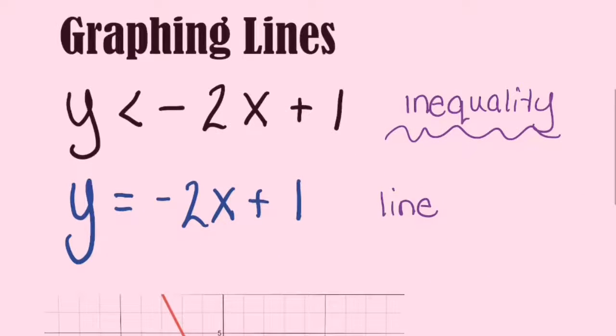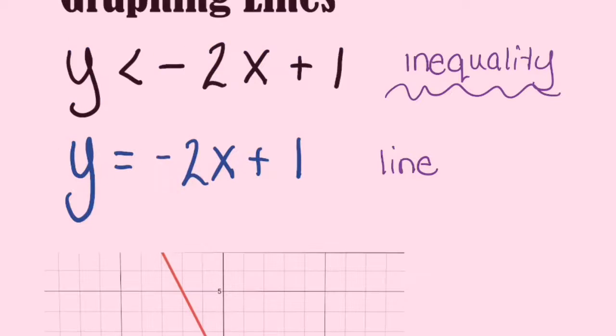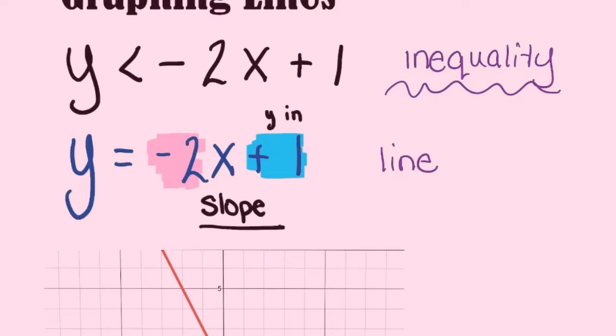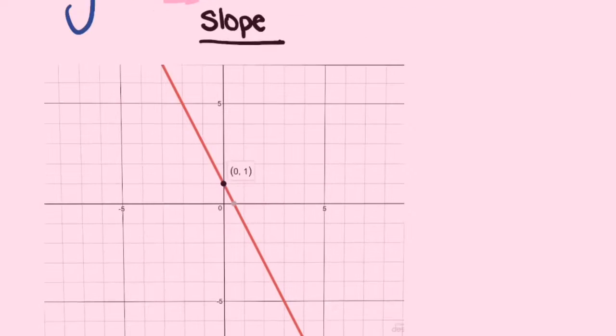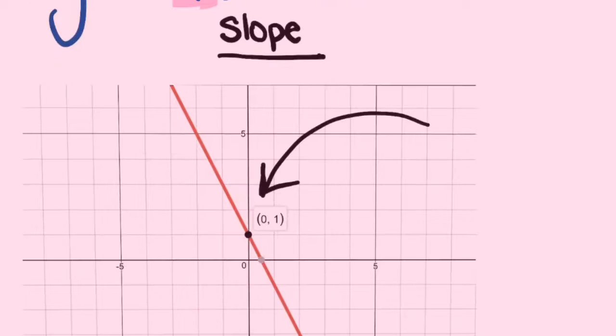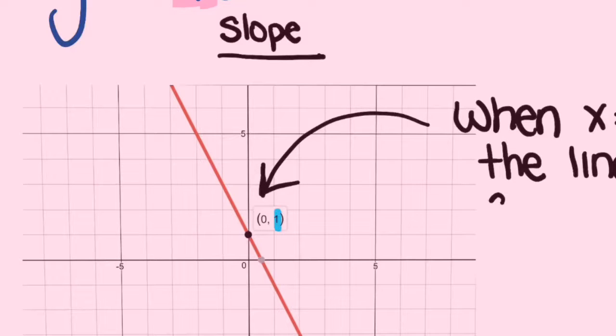Okay, so first we're going to look at graphing lines, inequalities versus lines. First of all, we can see that -2, remember, indicates the slope of a line. The +1 is going to indicate the y-intercept. So the y-intercept is where we are crossing the y-axis. Notice how it's highlighted in blue at the place where y equals 1.